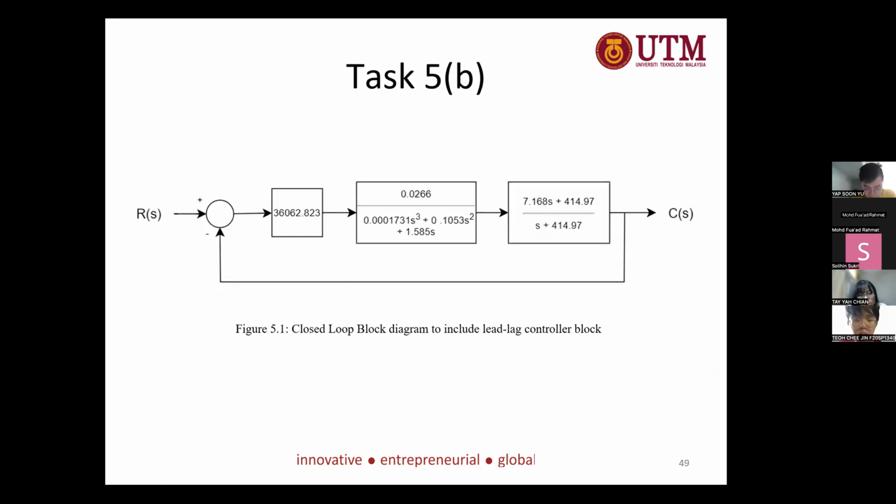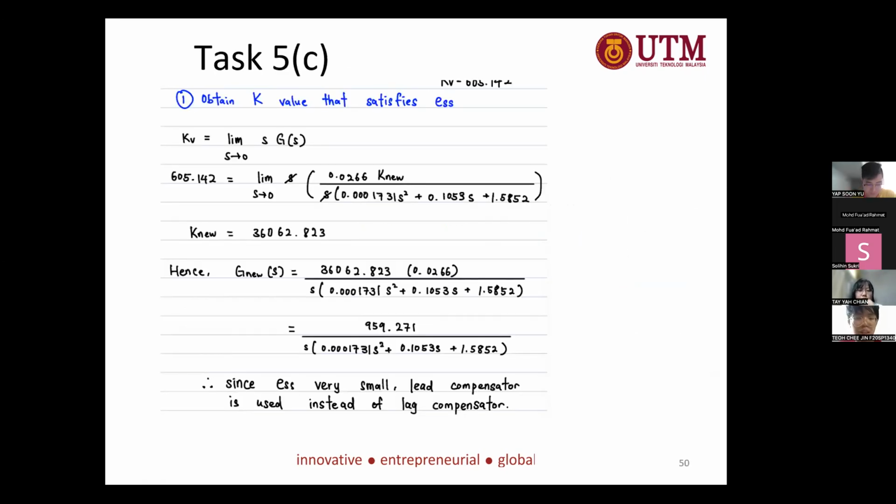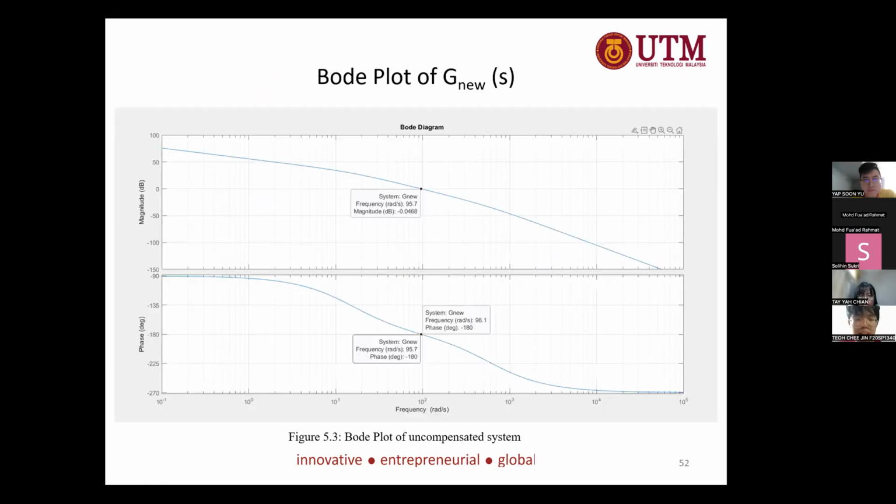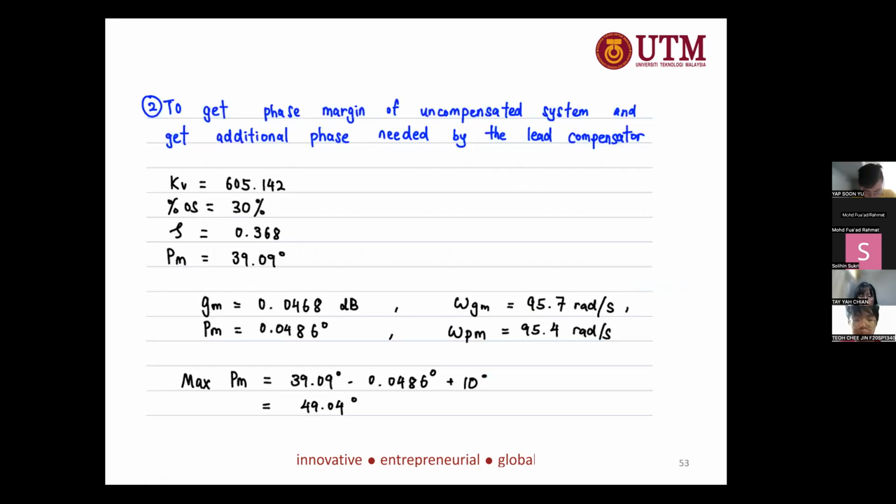This is the closed loop block diagram of the lead compensator control diagram. So first we have to find the value of K, and the K value is equal to 36,000. Since the ESS value is small, again, a lead compensator is used instead of a lag compensator. So after forming the equation of G new in the form of a transfer function, we can substitute this transfer function into MATLAB. And this is the Bode diagram from MATLAB using the G new function.